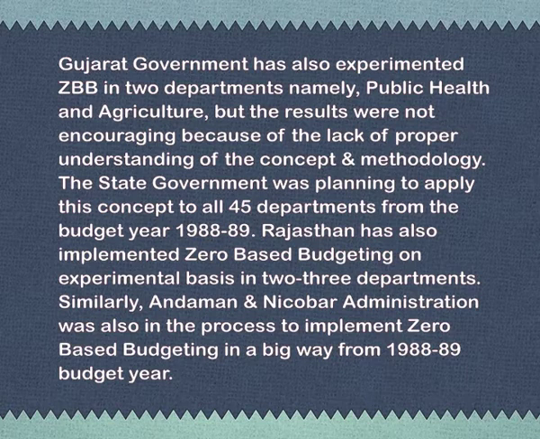Rajasthan has also implemented zero-based budgeting on experimental basis in 2-3 departments. Similarly, Andaman and Nicobar administration was also in the process to implement zero-based budgeting in a big way from 1988 and 89 budget year. However, in all these organizations, it was zero-based review and not zero-based budgeting, as the methodology had not been applied. Among the public sector undertakings, Maruti Udyog, AP State Road Transport Corporations, Cement Corporation of India, Neyveli Lignite Corporation, a few steel plants and nationalized banks were in the threshold to implement zero-based budgeting.